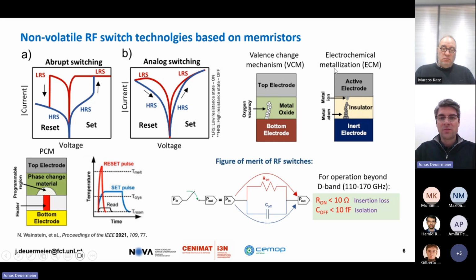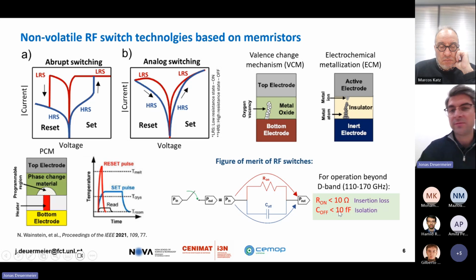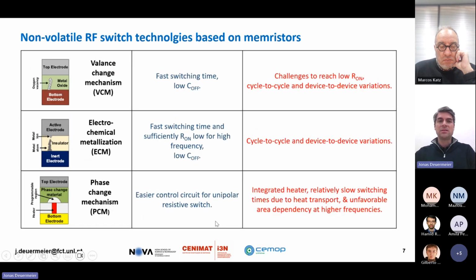So, of course, I think most people are aware of this, but the figure of merit for these RF switches is basically a low on resistance, as low as we can, below 10 ohms ideally, and low off capacitance, also below 10 femtofarad if possible. And this is once more a comparison of the different memristor technologies.